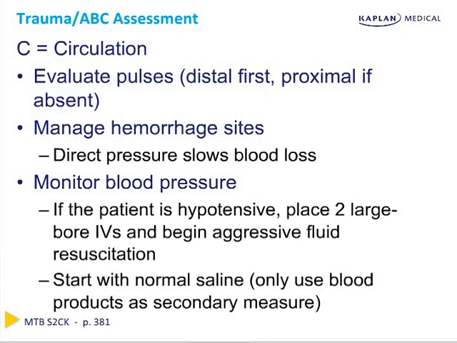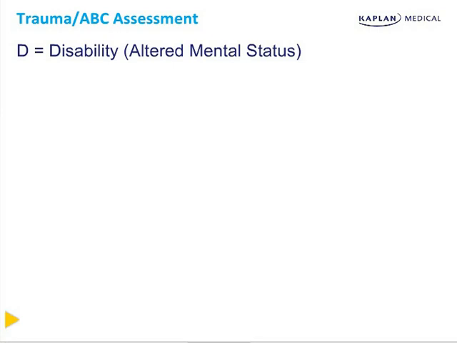Blood products may be required later if the hemoglobin or hematocrit drops significantly enough, but the initial goal is just to raise the pressure itself, and the most efficient way to do this is to start with a crystalloid fluid like normal saline. The last 2 elements of the standard trauma assessment likely weren't stressed as hard as the ABCs during your clinical rotations, but they are very important topics on the exam.